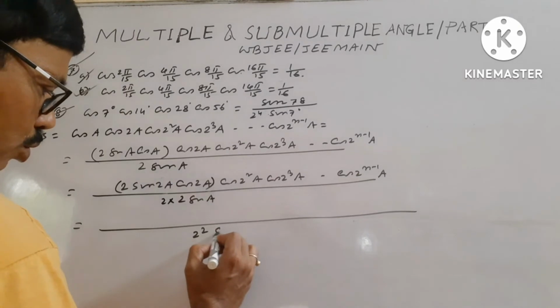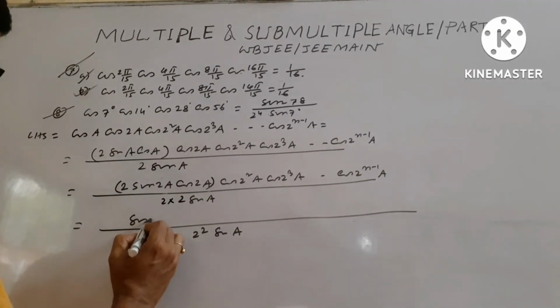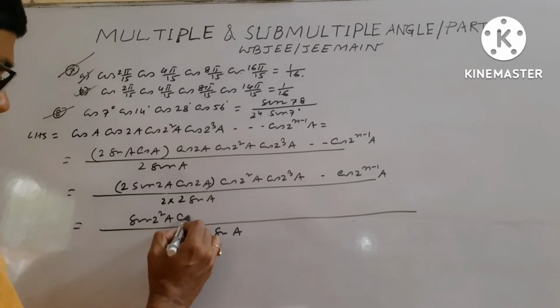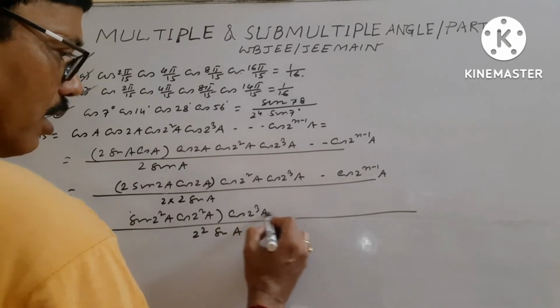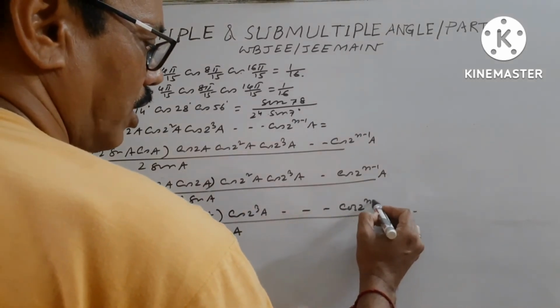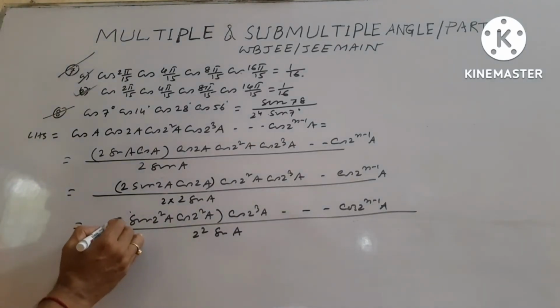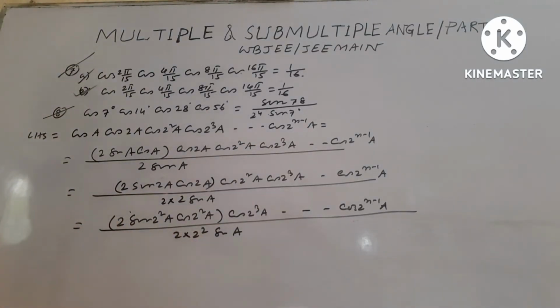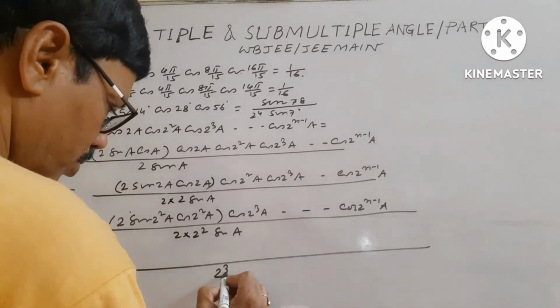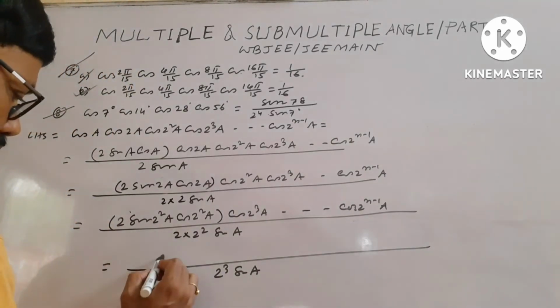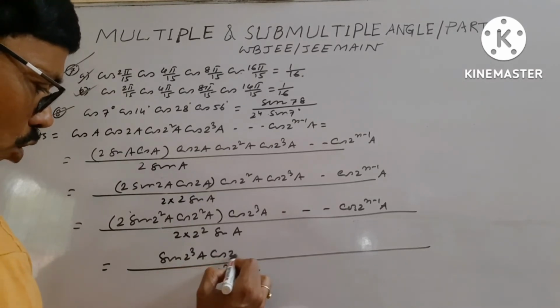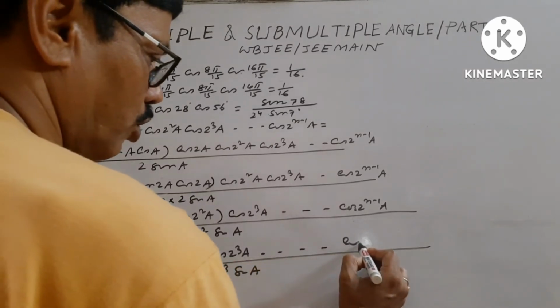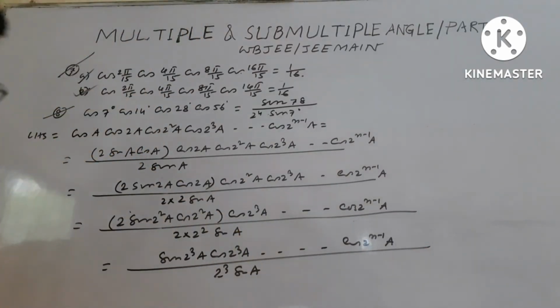So make it balance by 2 and use the formula in the numerator. So the denominator is 2 square sine A. This is sine 4A, then cos 2 square A, cos 2 cube A, up to cos 2 to the power n minus 1 A. So make here 2 and it is 2. So what are we getting? 2 cube sine A. So sine 2 into 2 square A, so sine 2 cube A, cos 2 cube A, and so on up to cos 2 to the power n minus 1 A.